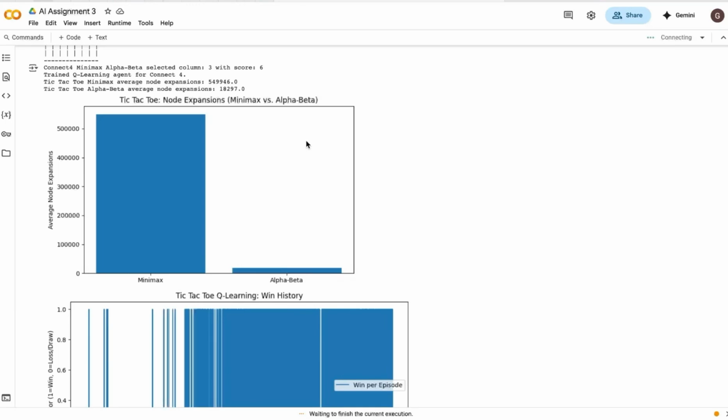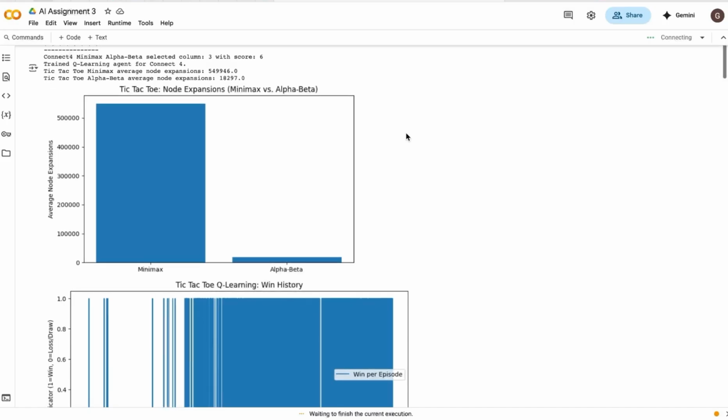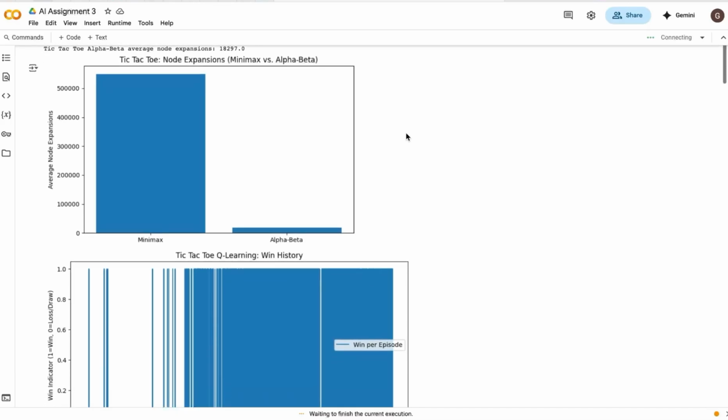I'm Grayson Barnhart, and in this demo for assignment 3, I'll walk you through the experimental results for the AI algorithms applied to tic-tac-toe and Connect 4. I've implemented Minimax with and without alpha-beta pruning and a tabular learning agent. I'll explain the 12 graphs in order and then show you an interactive game demo.